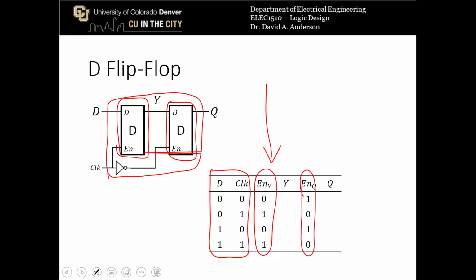So then when clock is 0, the enable signal into the Y latch is 0, and that means that Y remembers its previous state. It doesn't change. So I'm going to call that state Y old. That means that Y is equal to what Y used to be. So for two rows in the truth table, Y is equal to its old state. When clock is a 1, that means that the enable signal into the Y latch is a 1. That means that Y is equal to D, which in this case is 0, and in this case is 1.